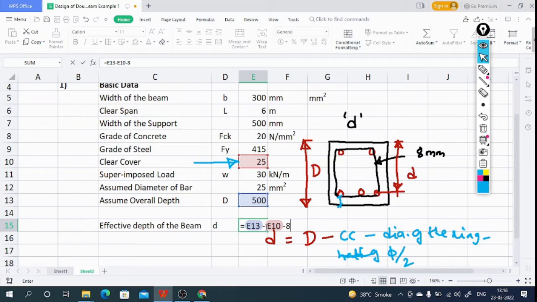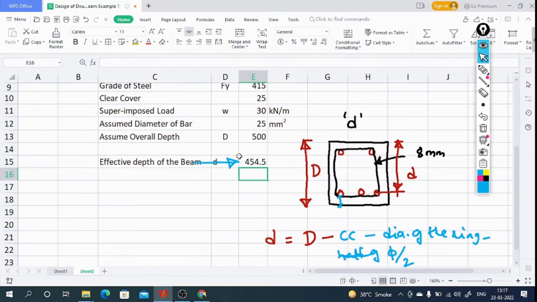Directly I will take 8 mm because most of the time we provide 8 mm only, and then half of the diameter of the bar. So initially in the Excel you have to assume what diameter of the bar you shall be providing. So here we are assuming the diameter of the bar as 25 mm. You can take it in bracket divided by 2, bracket close. So this is the effective depth of the beam. You can write mm.